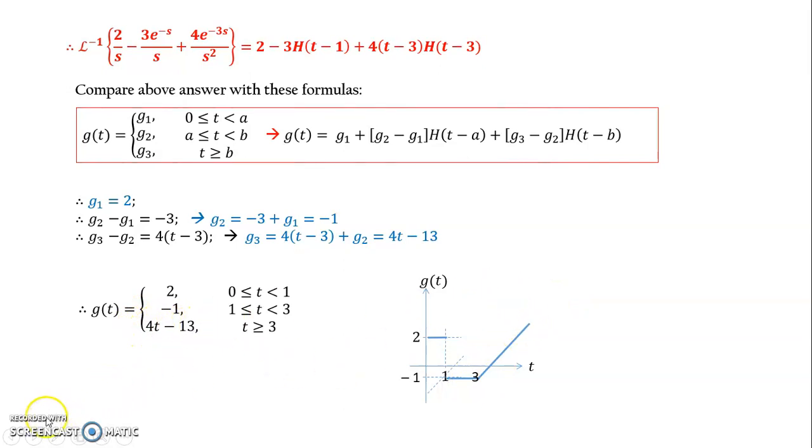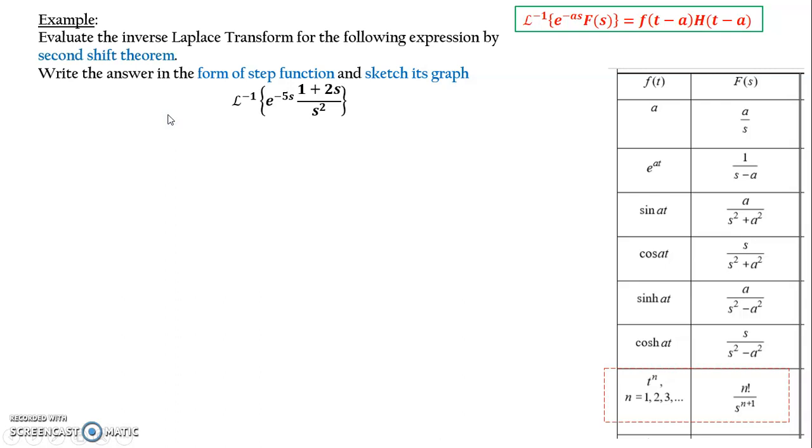Now let's have a look at one more example on how to evaluate the inverse Laplace transform using the second shift theorem, and then write the answer in terms of step function and sketch the graph. From the question, the function is given by e to the power negative 5s multiplied with (1 plus 2s) over s squared.